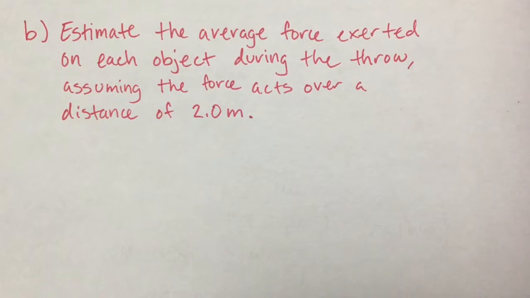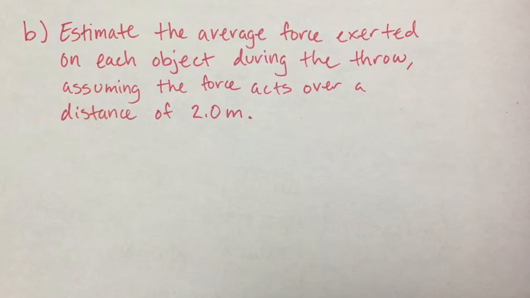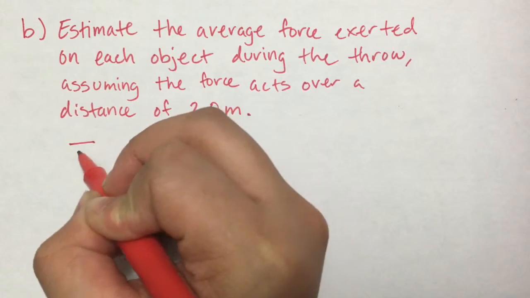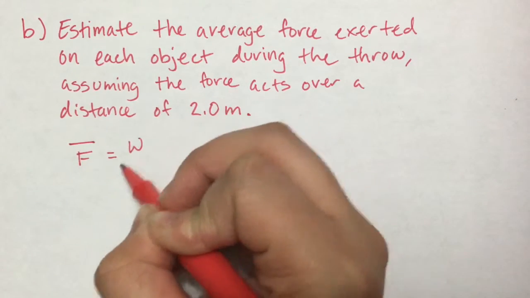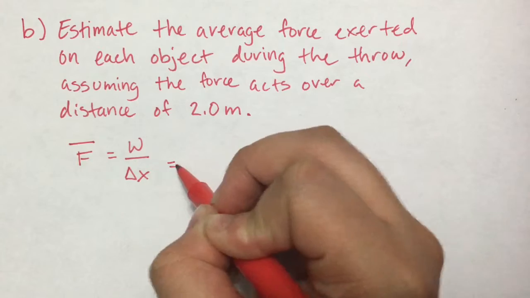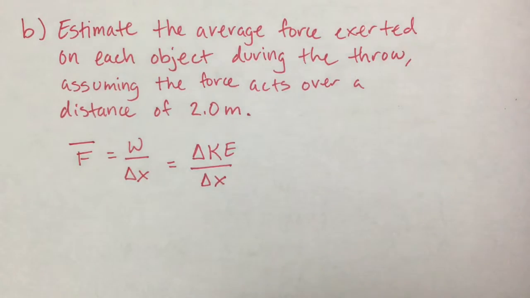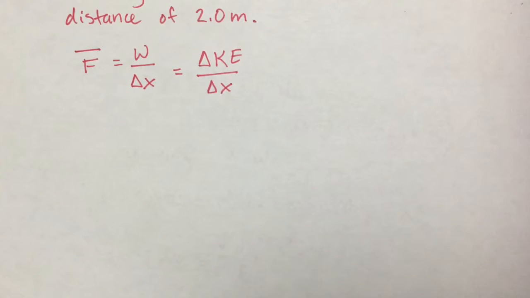Part B asks us to estimate the average force exerted on each object during the throw, assuming the force acts over a distance of 2 meters. So the problem is asking us to solve for force, and we know that force is equal to work over change in position, and work is equal to change in kinetic energy, which is what we just solved for.